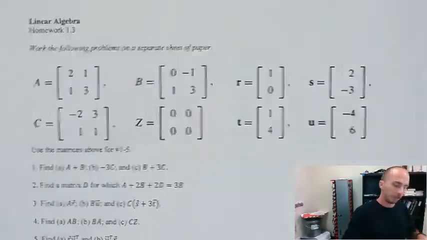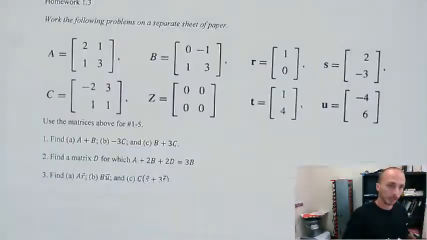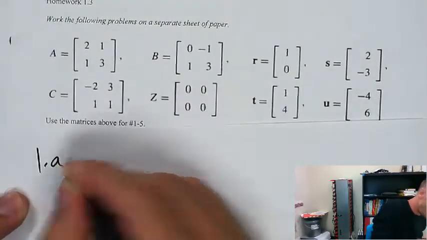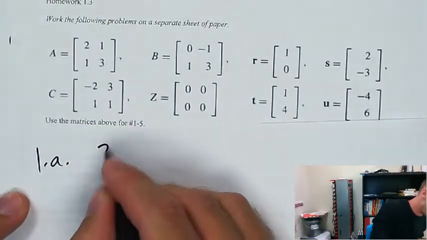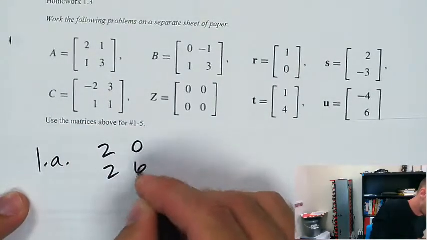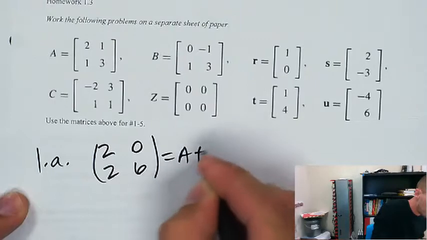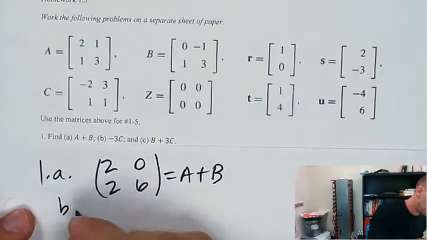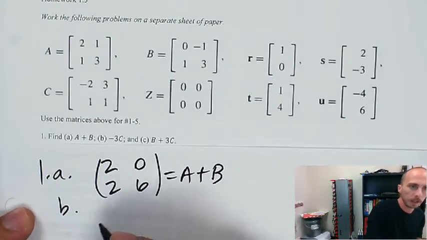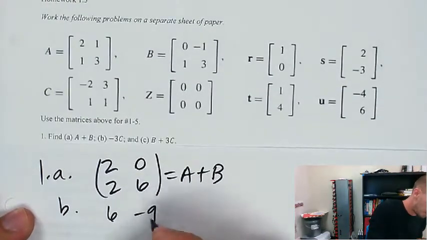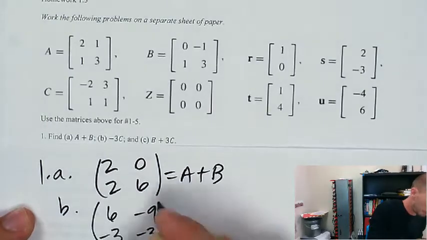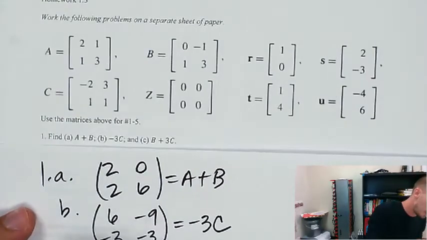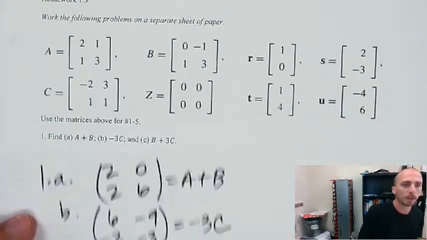So we're going to use the matrices above for numbers 1 through 5, and we're going to find A plus B. Okay, so that's starting off nice and easy. A plus B is going to be 2, 2, 0, 6. Okay, what's next? Negative 3C. That's going to be, negative 3C is going to be 6, negative 9, negative 3, negative 3. All right, and then B plus 3C.